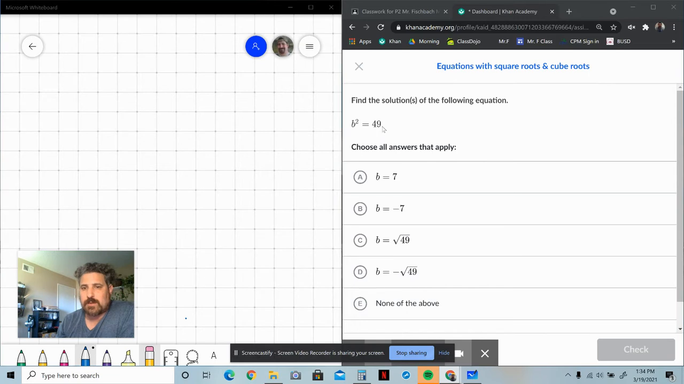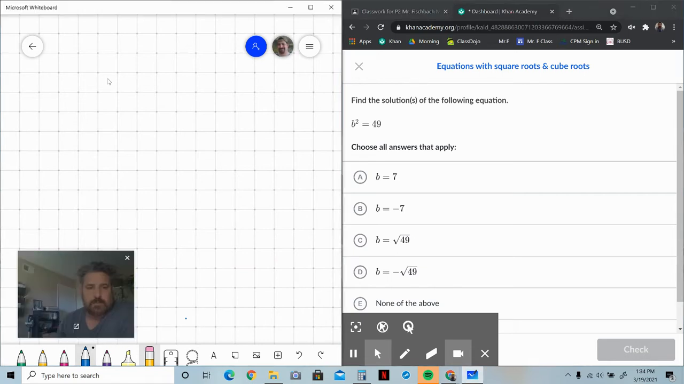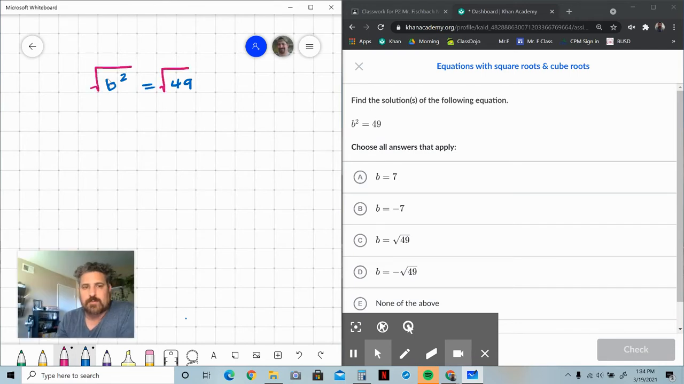So the first one is b squared equals 49. The way that you get the variable by itself is you have to undo the square with the square root. So in this particular case, you've got b squared is equal to 49. You want to undo the square with the square root. That's your inverse operation. So the square root of b squared is just going to be b. And the square root of 49 is plus or minus 7.